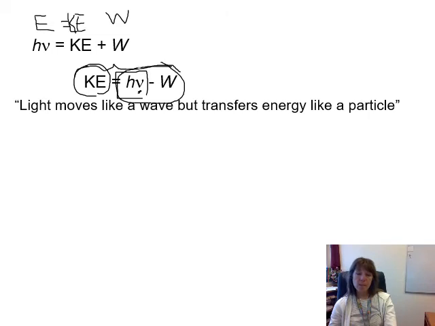So the take-home message from this idea was that light moves like a wave, but it transfers energy like a particle. So it's coming like a wave, but then when it has that certain amount of energy that is wavelength dependent, it hits a particle and it can knock it out almost like a ball hits another ball.